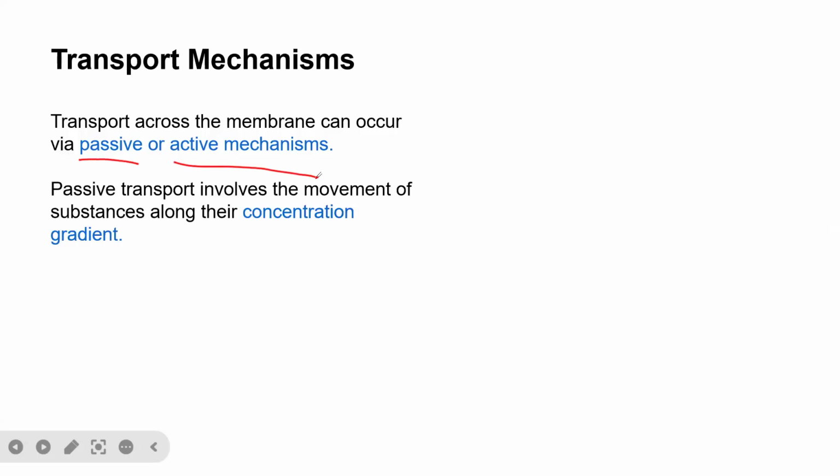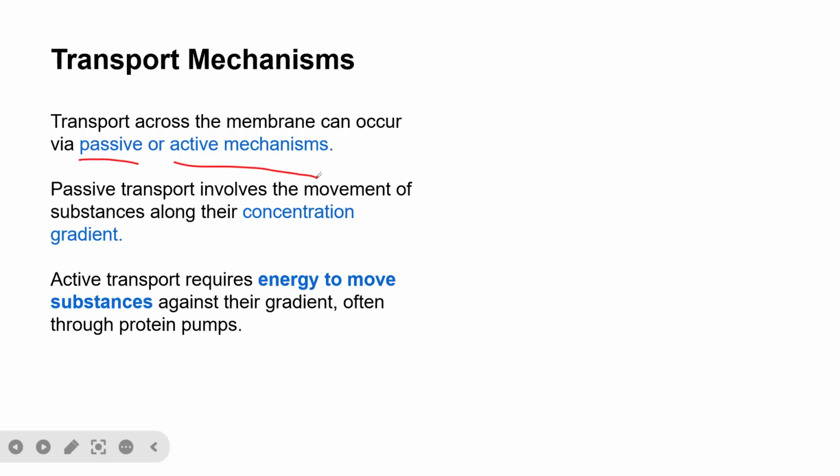Then, of course, passive transport involves the movement of substances along their concentration gradient. They are moving from the region where their concentration is high to the region where their concentration is low, and no energy is required.